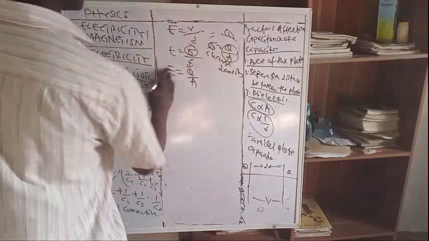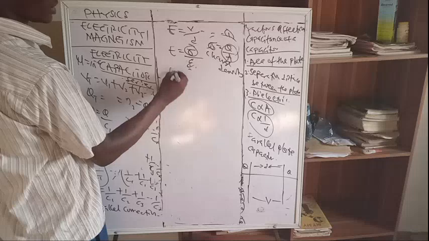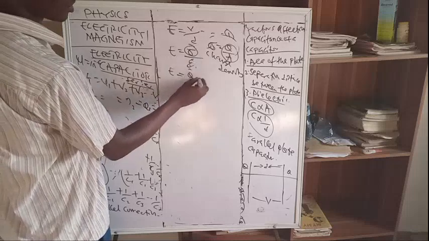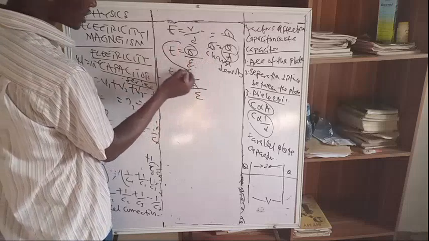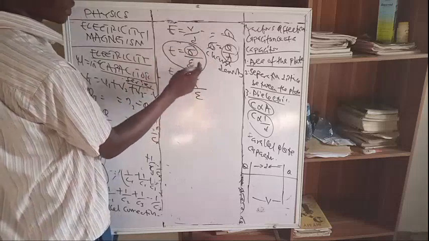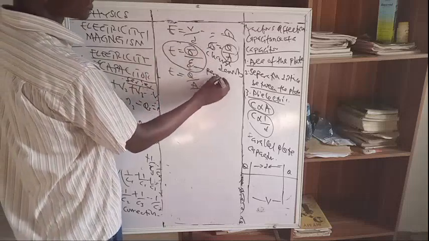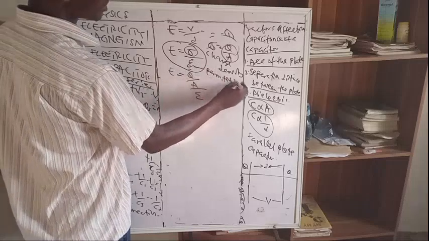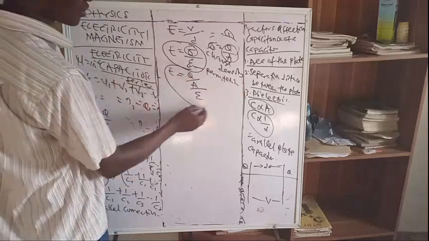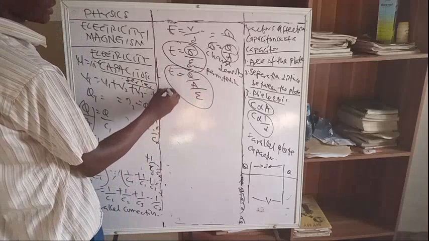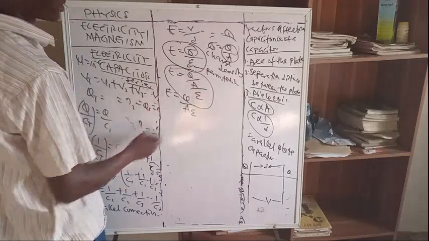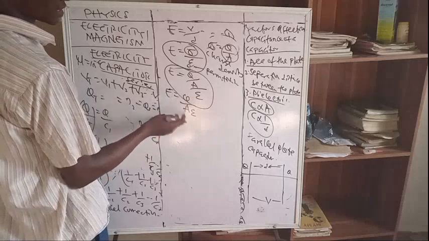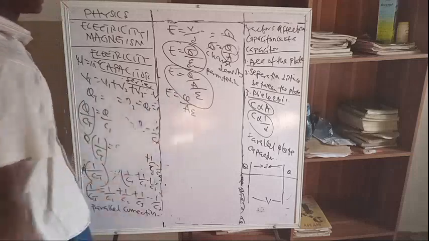So if that is the case, I'm going to have E. Your sigma is now Q over A, then over another value, Epsilon. Don't forget that electric intensity is charge density over Epsilon, and Epsilon is called the permittivity. So E is equal to Q over A over Epsilon, that is, Q over A Epsilon. That's what we have as the electric intensity in terms of charge, the area, and the permittivity.